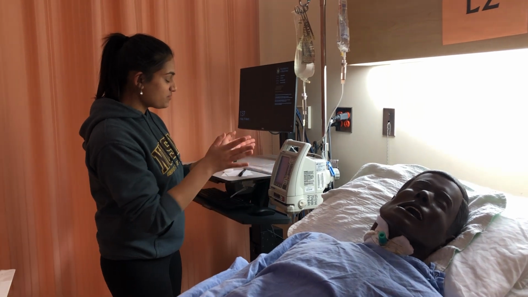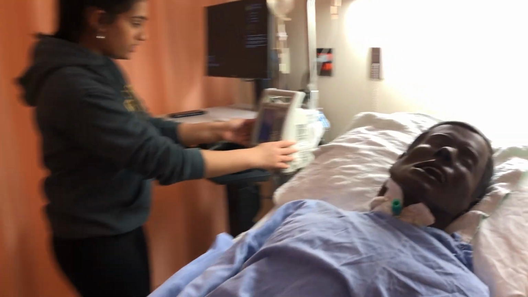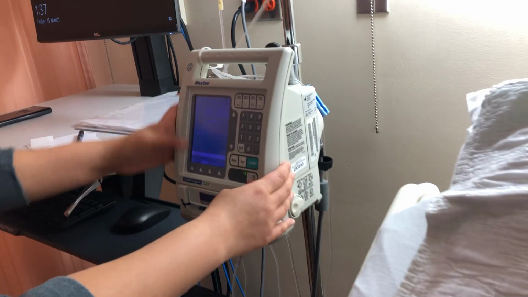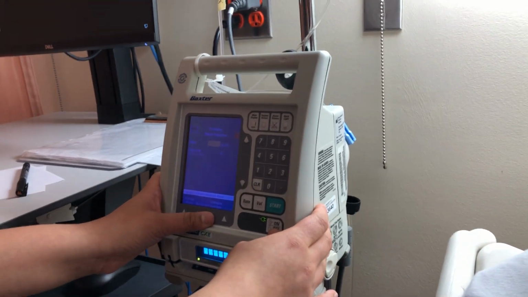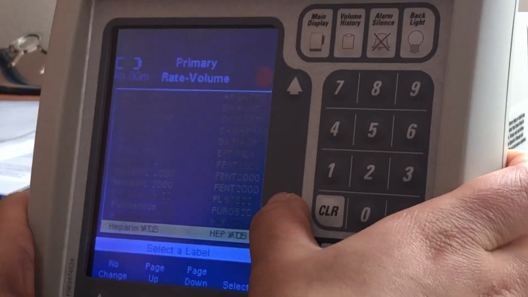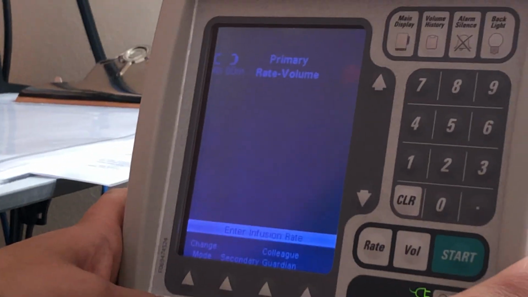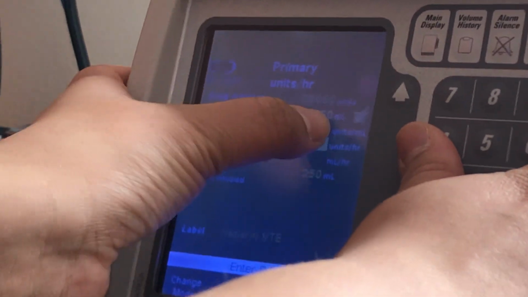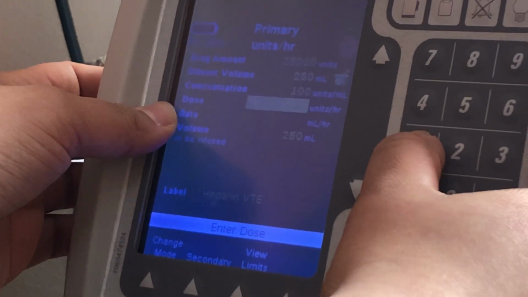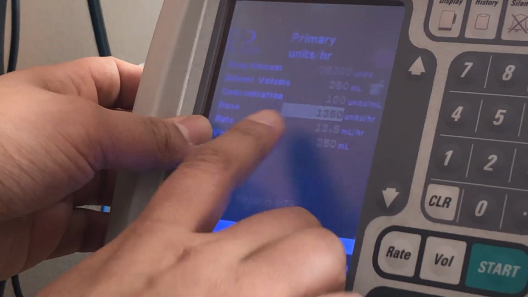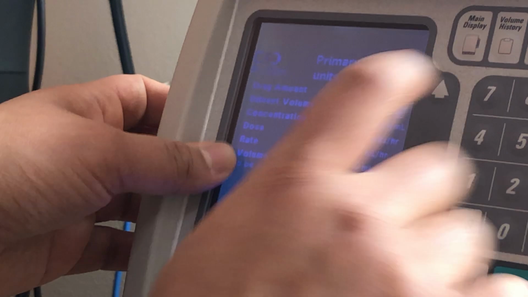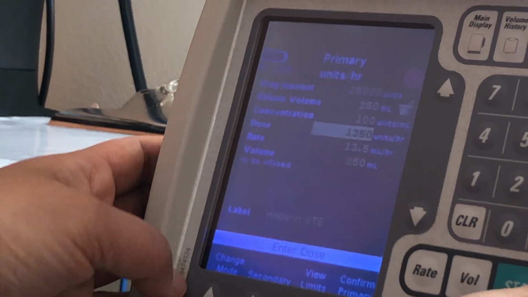Right, so I'm just going to set up my pump now. Right, so I'm going to press primary and go to colleague guardian, go all the way down to heparin. So heparin VTE, so that's for thromboembolism. I'm going to be selecting this. So again, it's 25,000 units, that's correct, 250 ml, which is correct. Final concentration is 100 units per ml. The dose, however, is going to be 1350 units per hour. And I've already confirmed that it is 13.5 ml per hour. The volume to be infused is 250 ml.